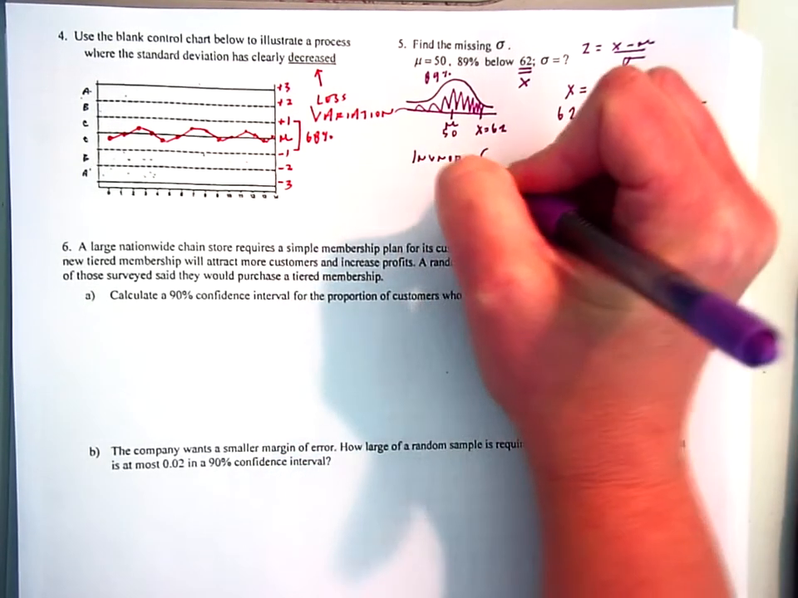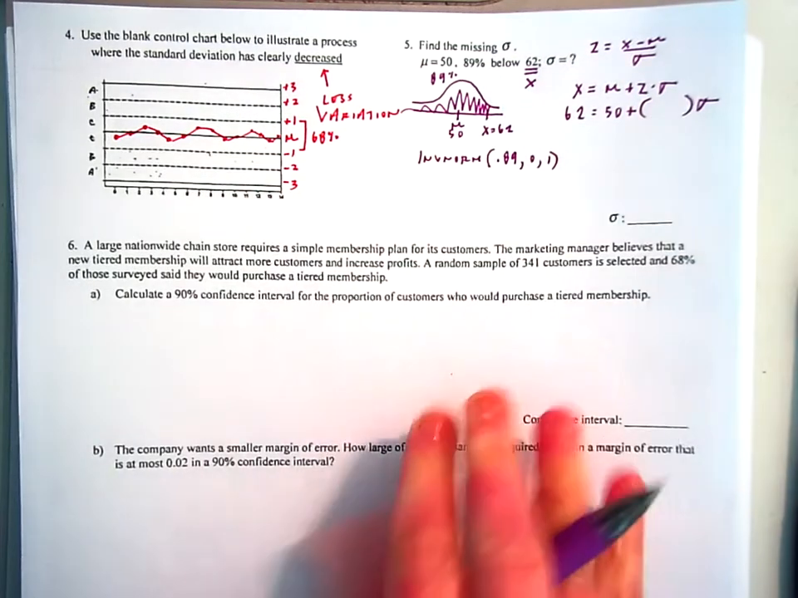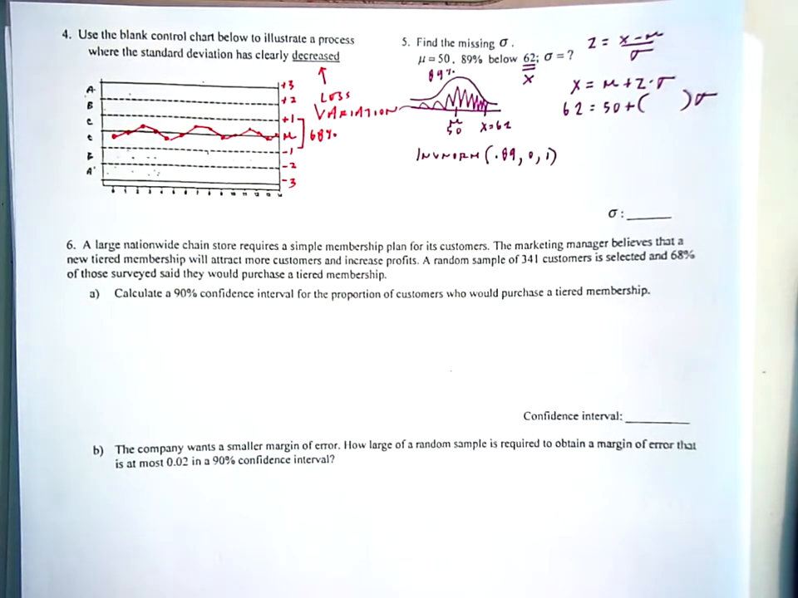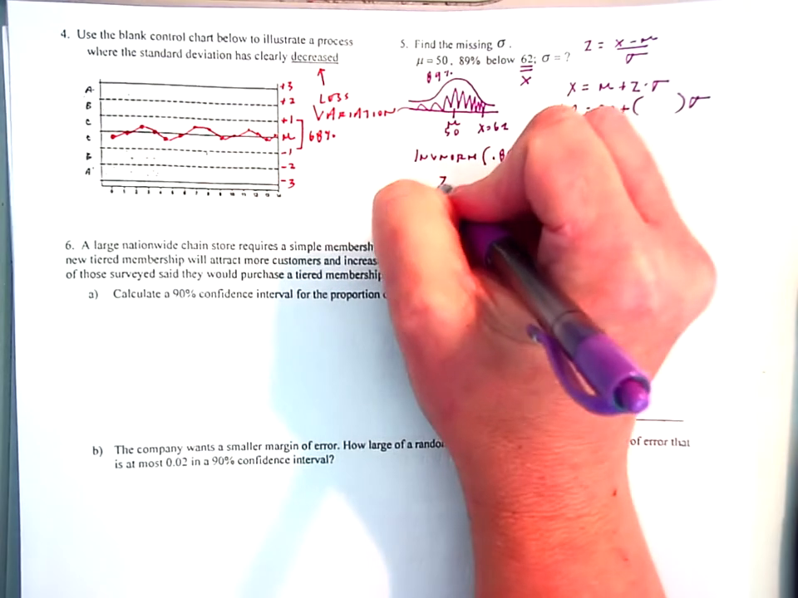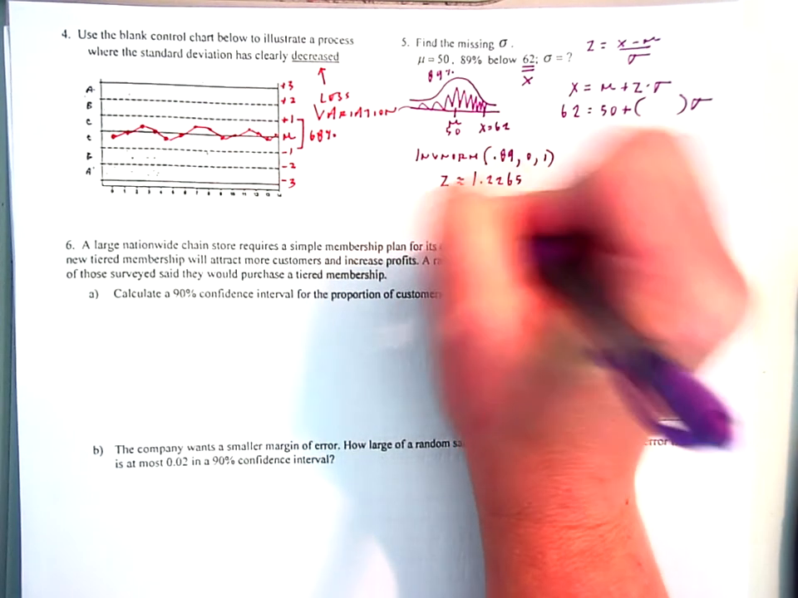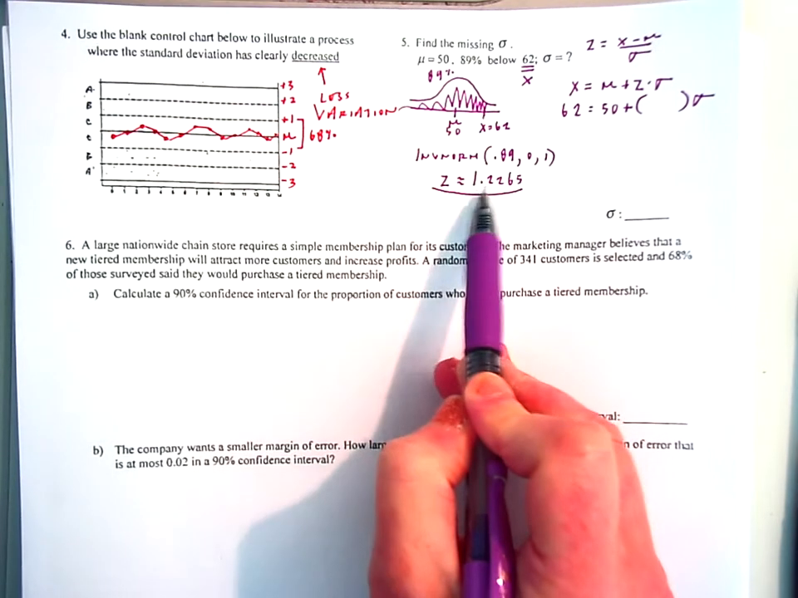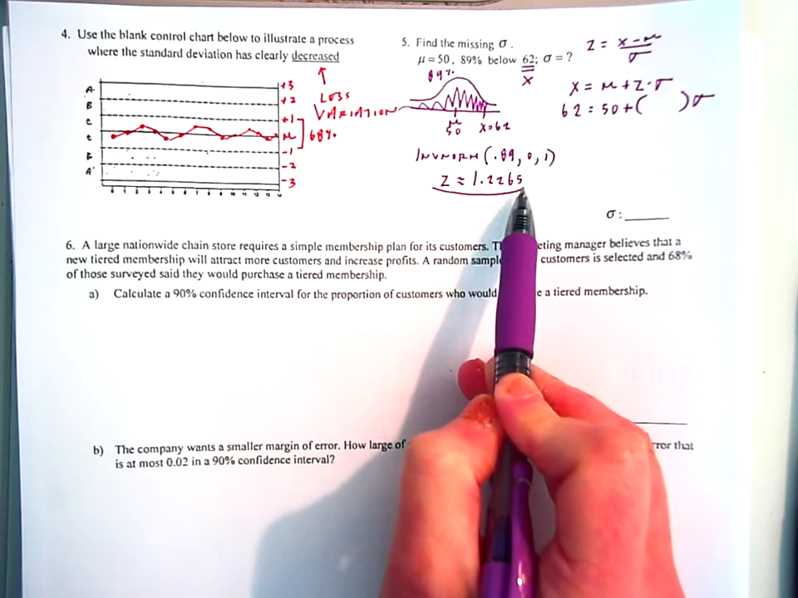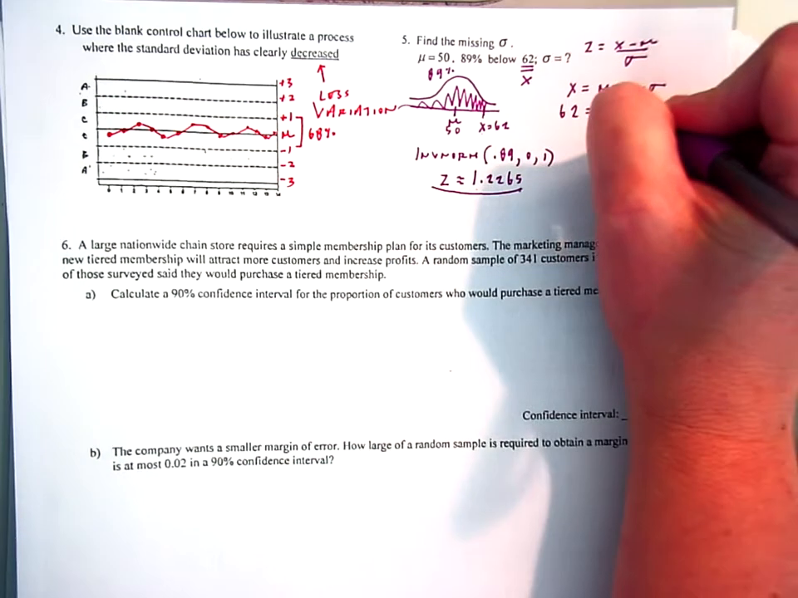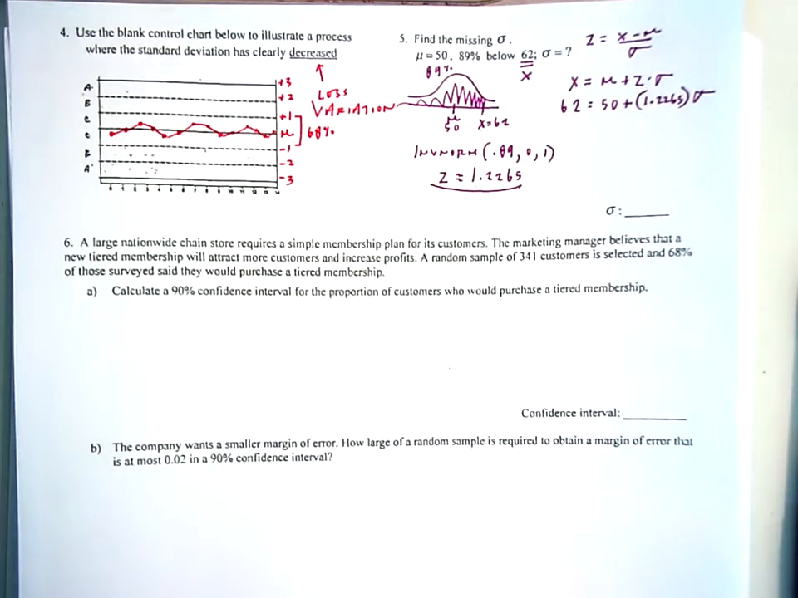So if I look right here, I know I can use inverse norm. Proportion below is 0.89. Mean is 0. Standard deviation is 1 when I want the z-score. So when I type in inverse norm, I'm going to get a z-score of about 1.2265. So this observation, right, is 1.2265 standard deviations above the mean. So that's what's going in right here, 1.2265.